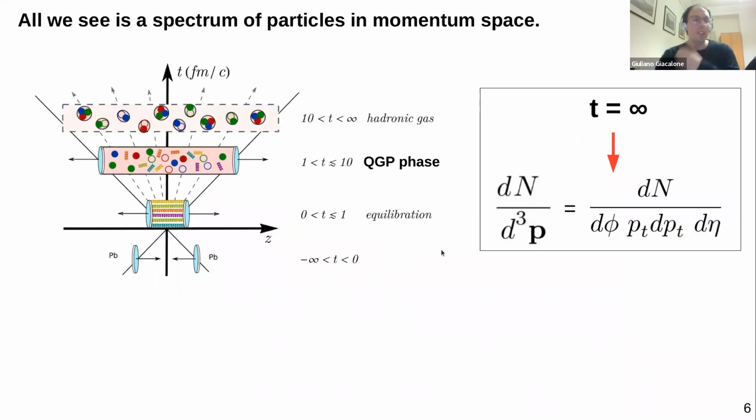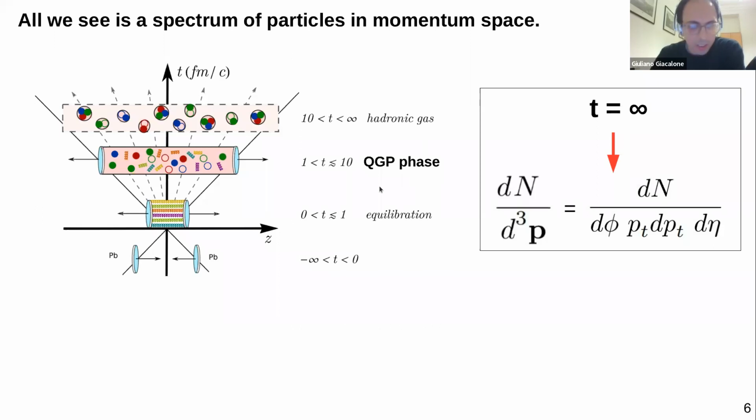The QGP, of course, we do not see it directly in detectors, right? So all we see is a spectrum of particles. So what does it mean? That if you go along the temporal evolution of the heavy ion collision, you start with Lorentz contracted nuclei, then there is a quick phase of equilibration, and then the QGP phase sets in, which will last for typically 10 fm/c for a central ion-ion collision, and this will then expand and cool, and then turn into hadrons again. What you see at time equal infinity is just hadrons, so it's a spectrum in momentum space.